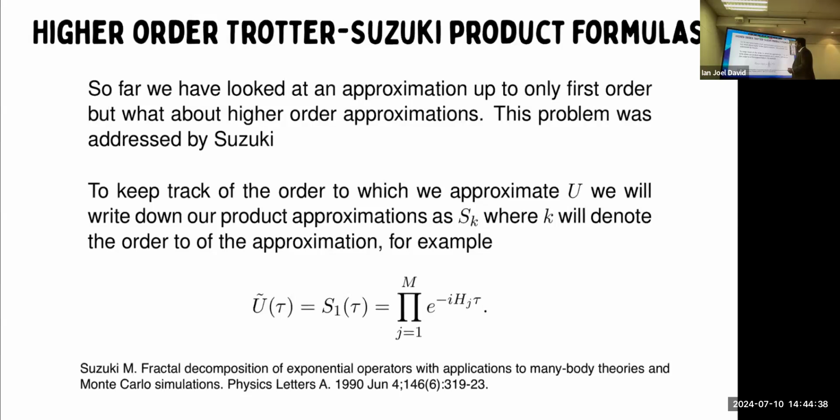So far I've used U tilde of tau, but formally in the literature, we don't usually write down U tilde of tau. What we prefer to write is this notation here where we use S and a subscript to denote the order to which we approximate the time evolution operator. So for example, we've used U tilde of tau above for the first order approximation. We usually write S1 of tau, and when we write S1 of tau, what we mean is precisely what we had before. The 1 here is telling us that we approximate to first order.